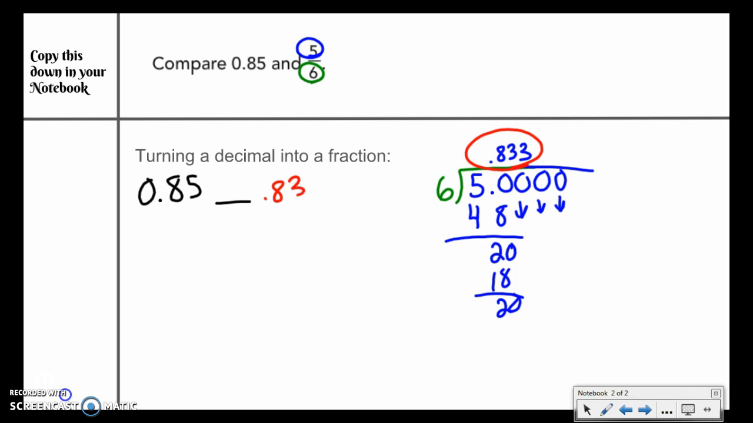Okay? Which one is going to be greater? Well, this one. All right? Go ahead and finish copying this down in your notebook.